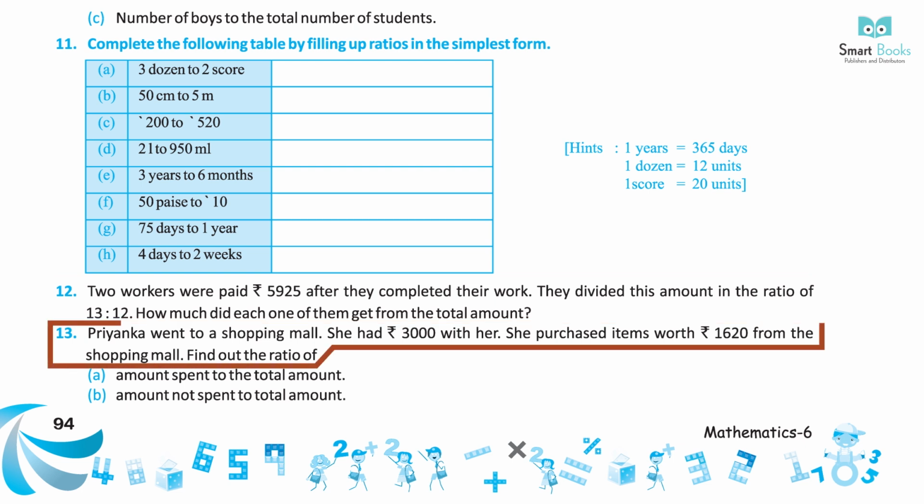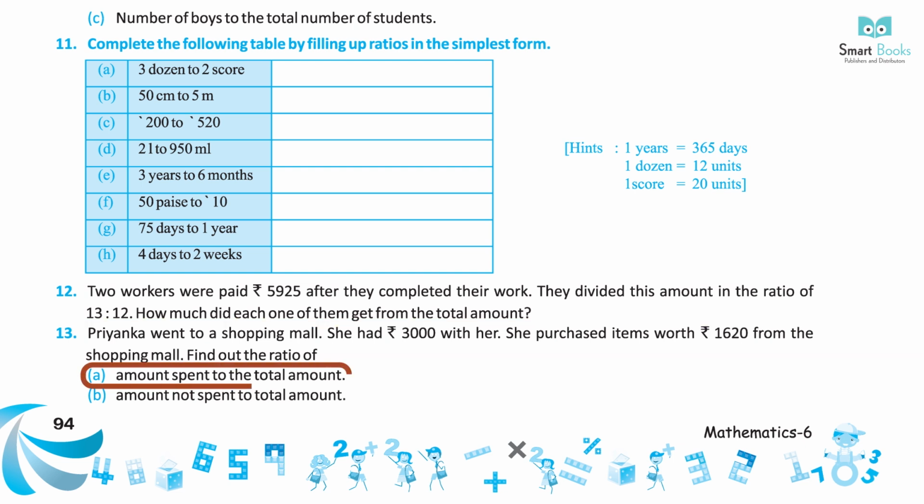2,844. Question 13. Priyanka went to a shopping mall. She had rupees 3,000 with her. She purchased items worth rupees 1,620 from the shopping mall. Find out the ratio of A. Amount spent to the total amount.